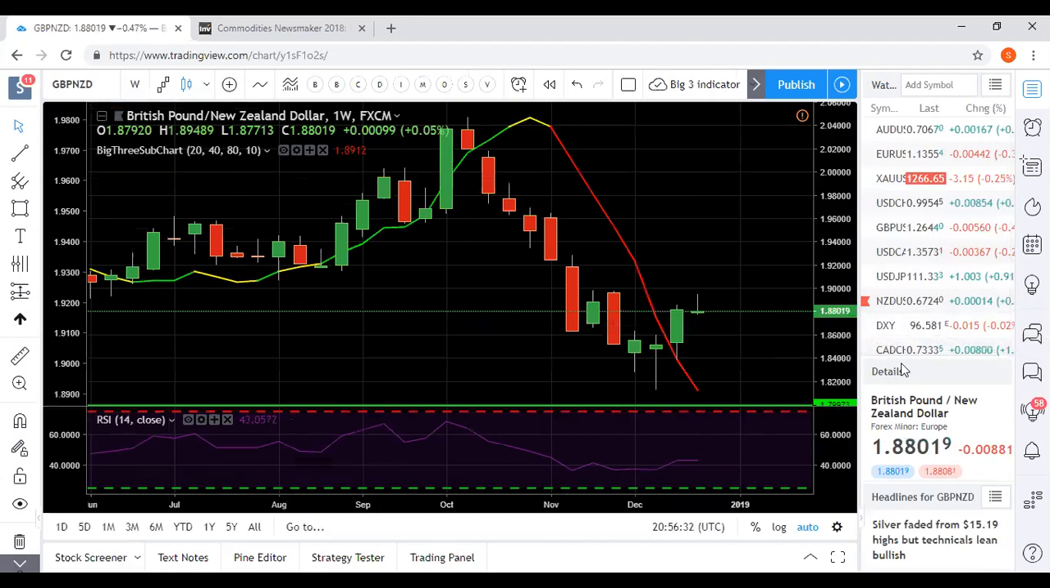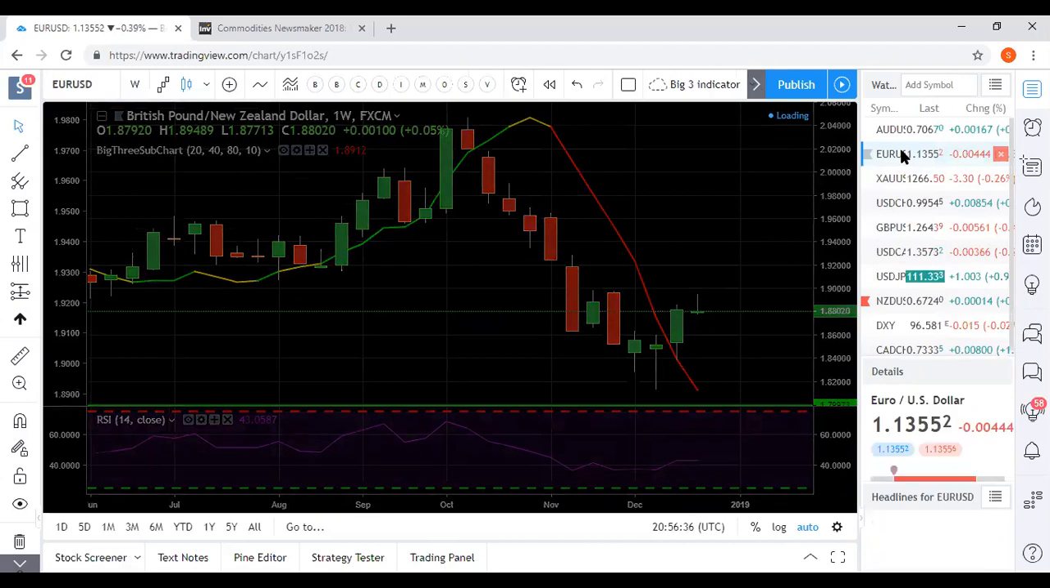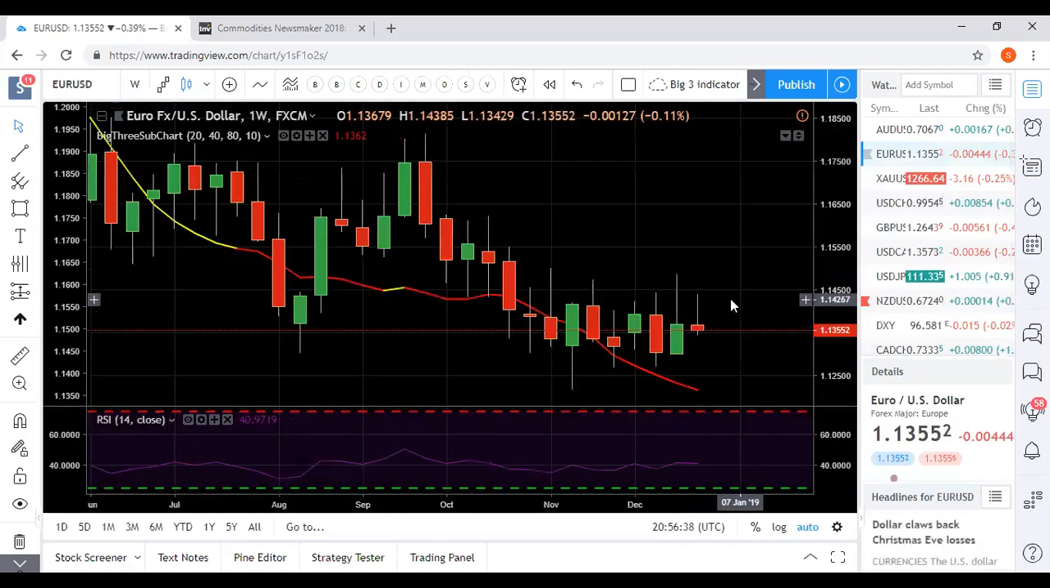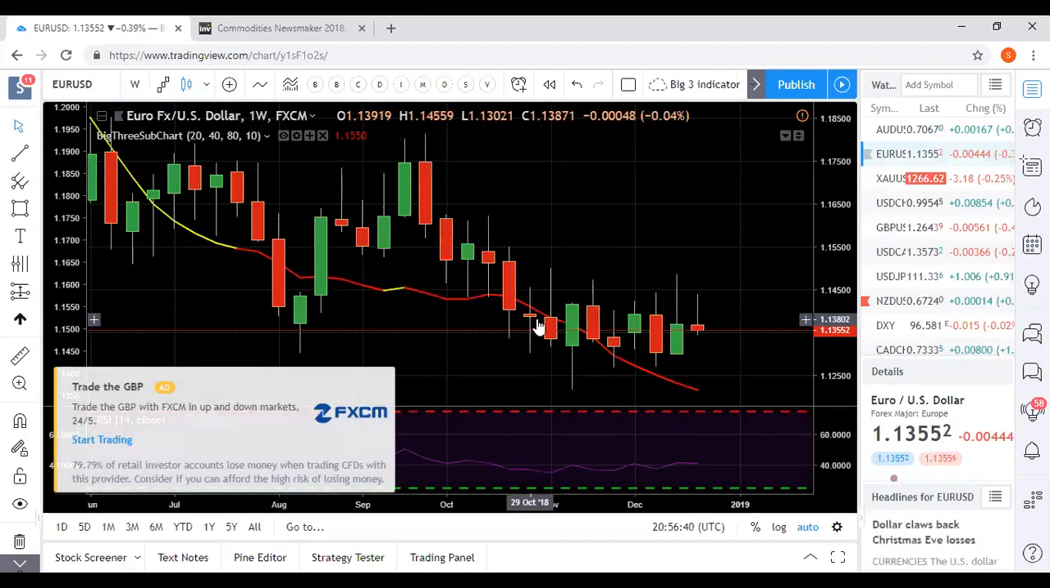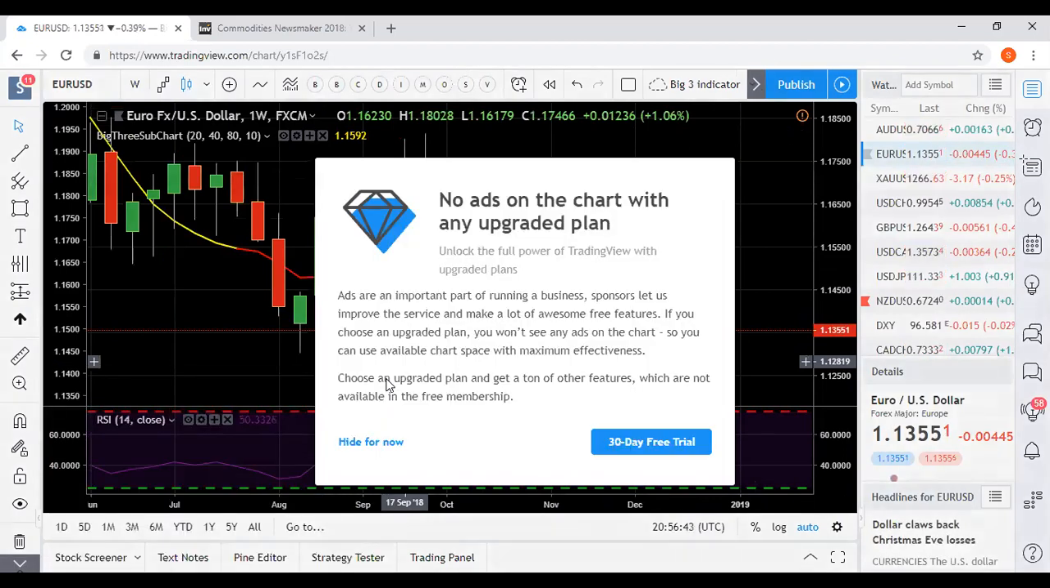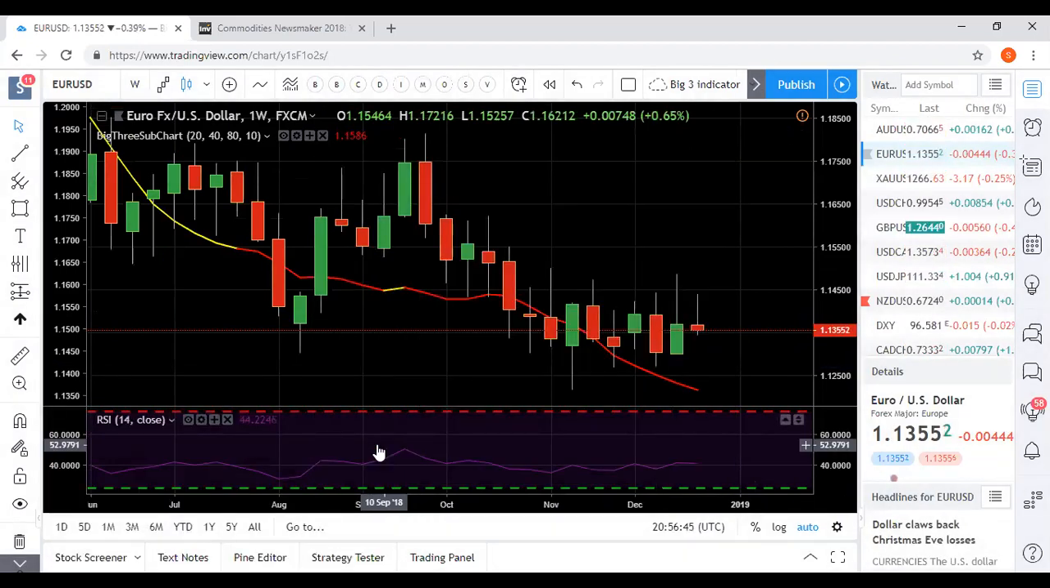Apart from that, there are some other potentials like euro. I really don't know what's going on with euro at the moment. I mean, obviously the situation in Italy is not helping. The situation with Brexit is not helping. So it's not really doing much on a weekly. It's staying between 30 and 40. It's not really moving anywhere. It's more like a sideways market.